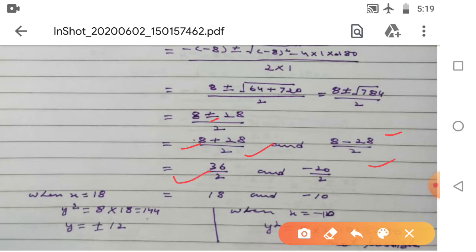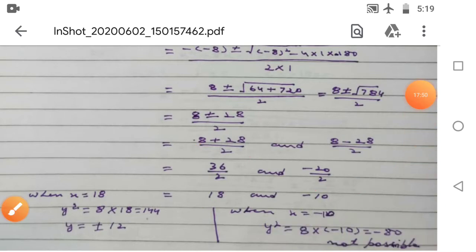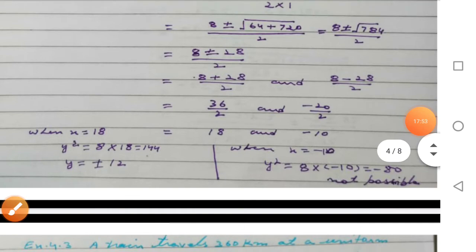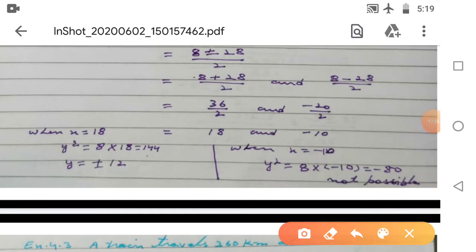So, 36 by 2 and minus 20 by 2. So, 18 and minus 10. So, when x is equal to 18, y square is equal to 8 into 18, that is 144. So, the value of y is plus minus 12, when the value of x is 18.